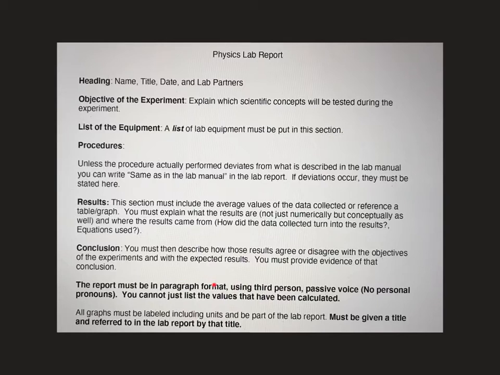The report must be written in paragraph format. You can't just list values. You need to discuss the values. And it must be in third-person passive voice, so there should be no personal pronouns. You would say the ball was dropped. You would not say I dropped the ball, or my group dropped the ball, or my friend dropped the ball. There should be no people actually in the lab.